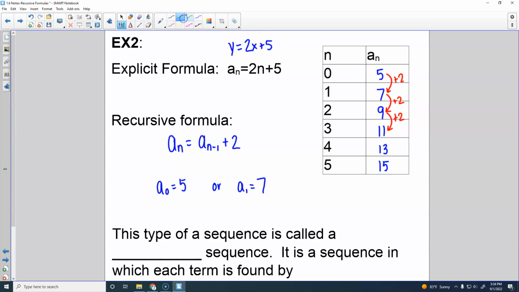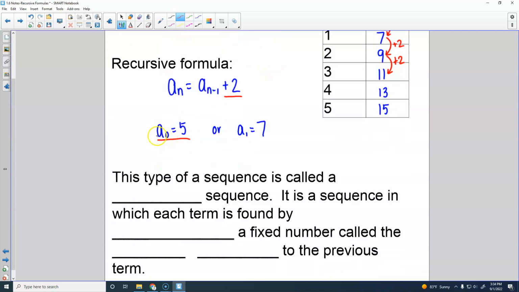I particularly like this a sub 0 equals 5 because you'll notice that is your y-intercept for this. And then this number that's being added is your slope. But Delta Math is going to use that a sub 1 quite a bit. We'll see when we get to problems.